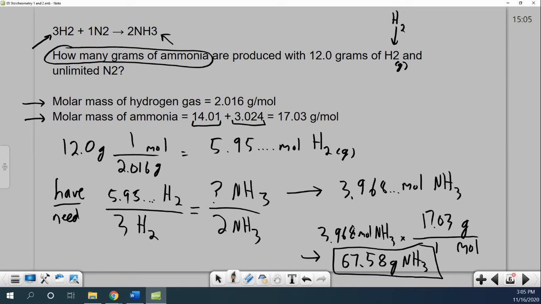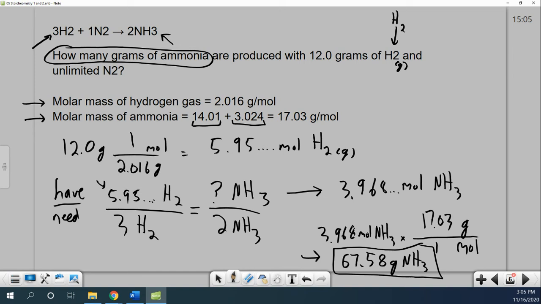So why on earth is it so heavy? If I'm only taking 12 grams of hydrogen, why am I getting so much ammonia? Well, it's because the hydrogen is so light, like it's so small. 12 grams of H2 is almost 6 moles.